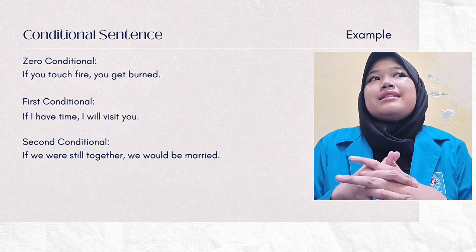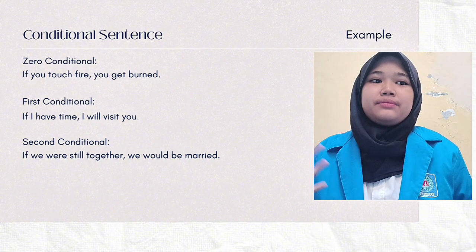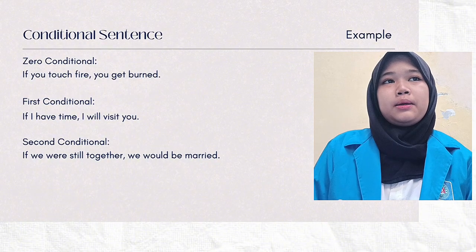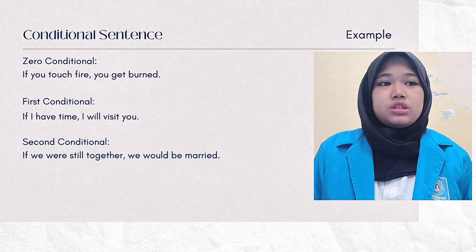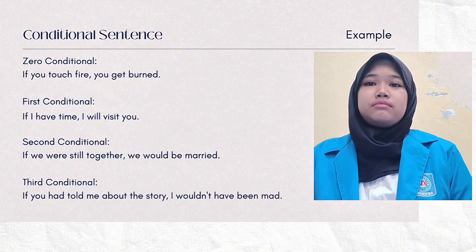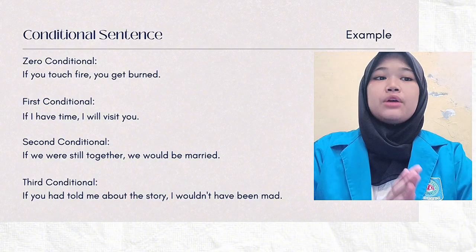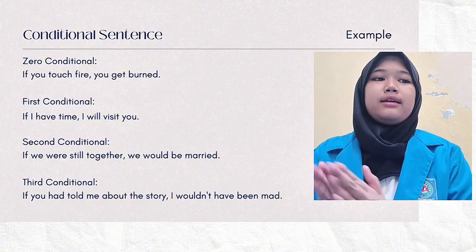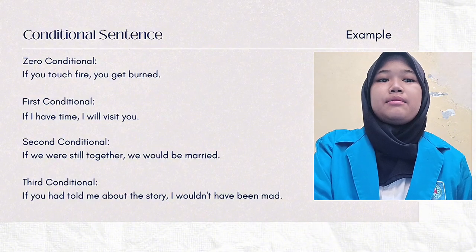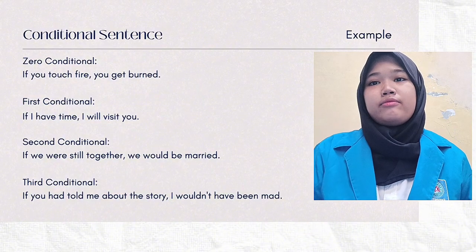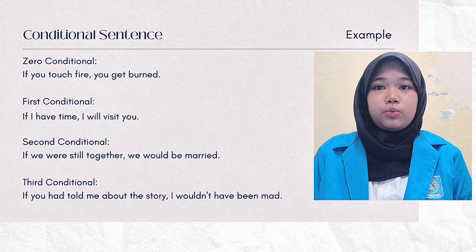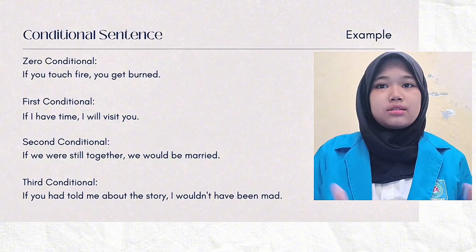It's just like imagining, maybe something like a 50-50 wish. The third conditional is: if you had told me about this story, I wouldn't have been mad. If he told me the story in the past, maybe I wouldn't have been mad. So maybe now I wouldn't be mad too if he had told me about the story.